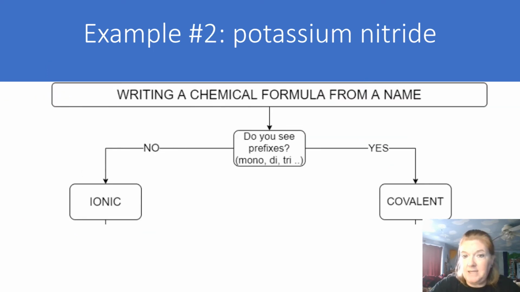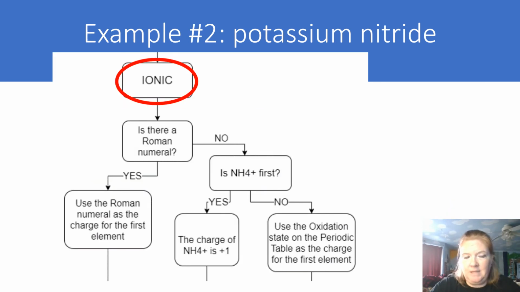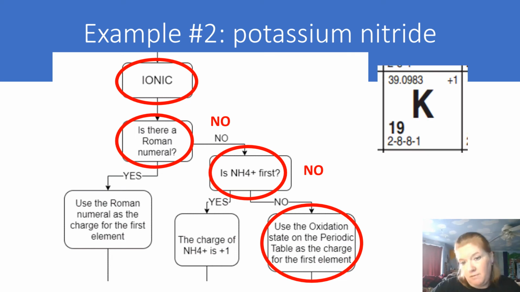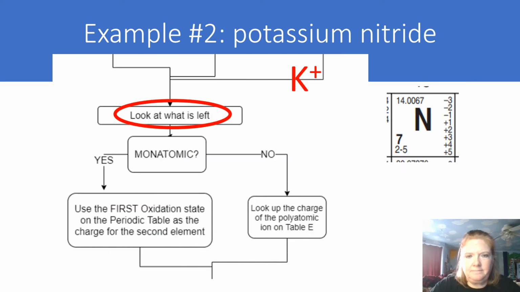Let's try potassium nitride. You see prefixes? Nope, so it's ionic. Since it's ionic, is there a Roman numeral? Nope. Is NH4, is ammonium the first word? Nope. So we use the oxidation state for the first element. Well, potassium is K, so that's our charge, plus. And we don't write the 1, so just plus.